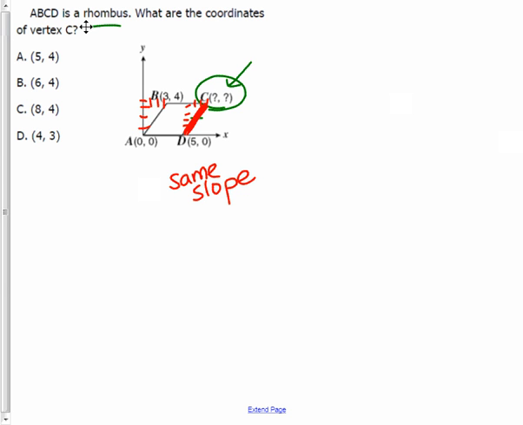So if we did that, this would be a 4, right? Because it would be on the same y-axis here. So this would be a 4. And then for the x value, if we went over 3 spaces, we would do 5 plus 3, which is 8. So my answer is going to be C, (8, 4).